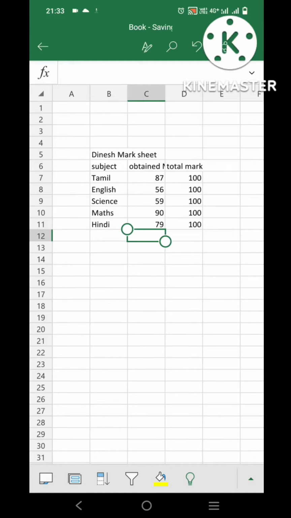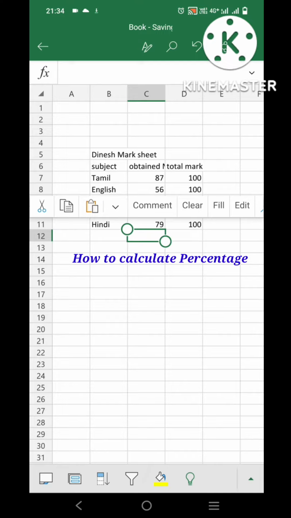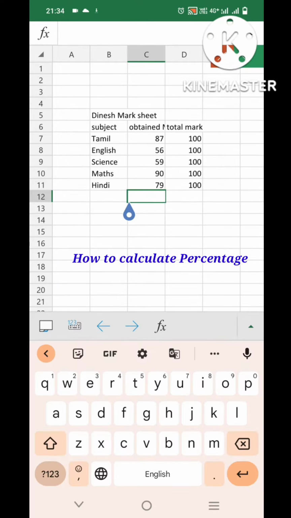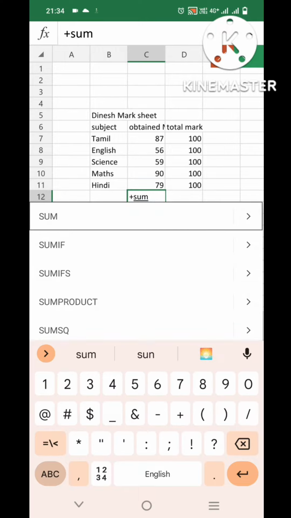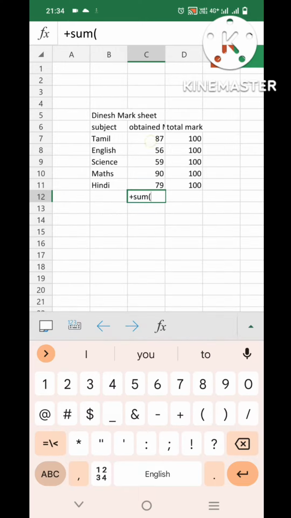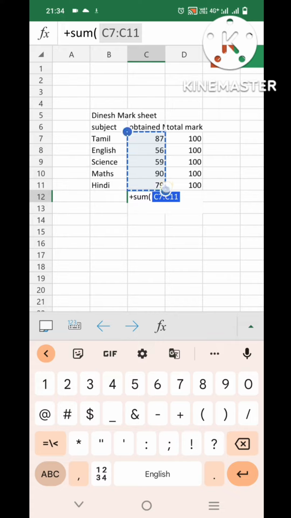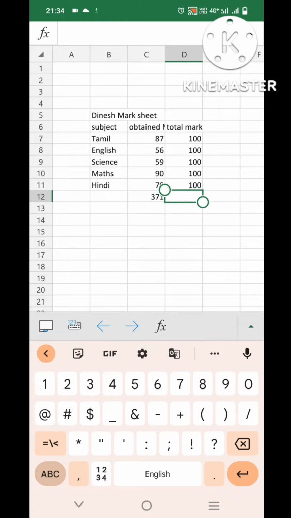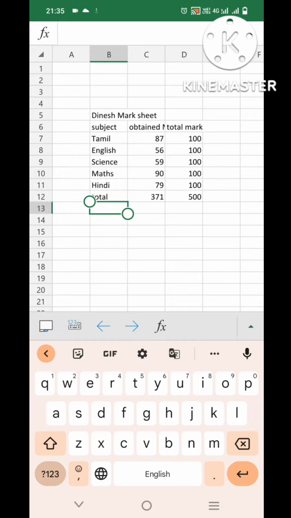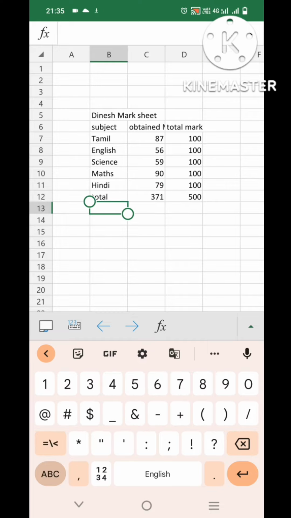In this video, we are going to see how to calculate percentage. As I tabulated here, I have given a mark sheet. To calculate the percentage value, we need obtained marks as well as the total marks. Using some formula, I have calculated obtained marks and total marks. Now we are going to calculate the percentage of mark.